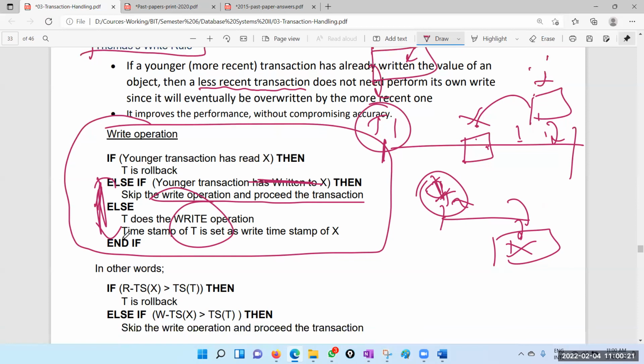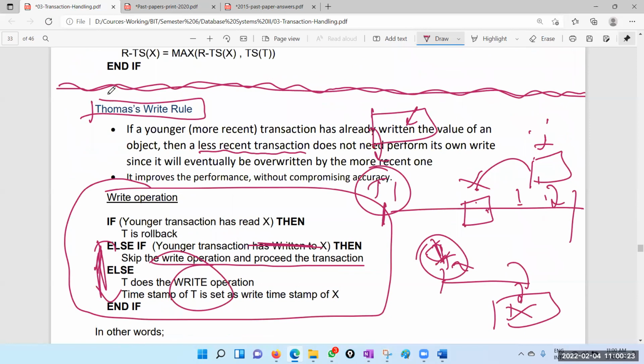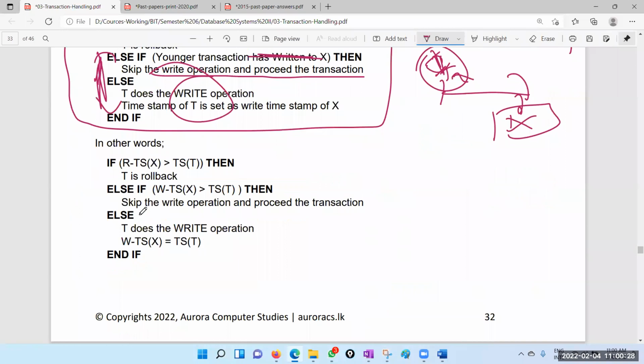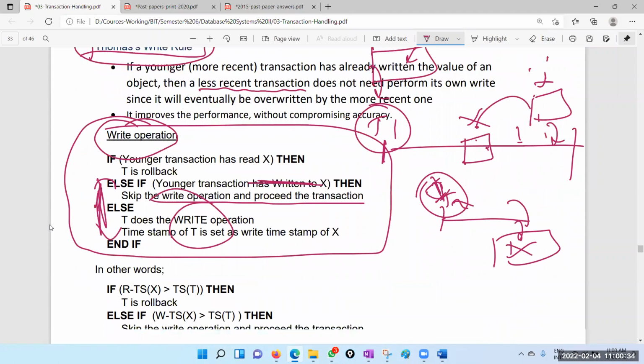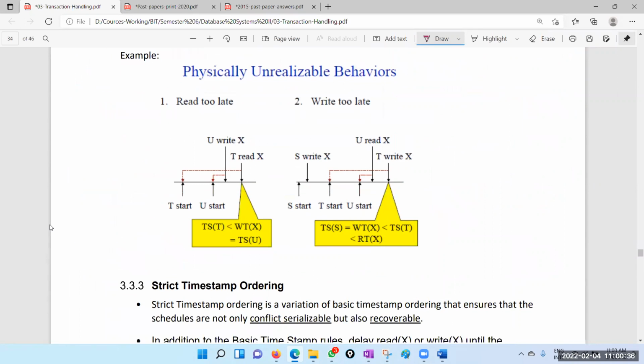Okay, right. So that is when the Thomas Write Rule is incorporated into the write operation. It is not going to change the read operation. It is going to change the write operation after the Thomas Write Rule is applied.